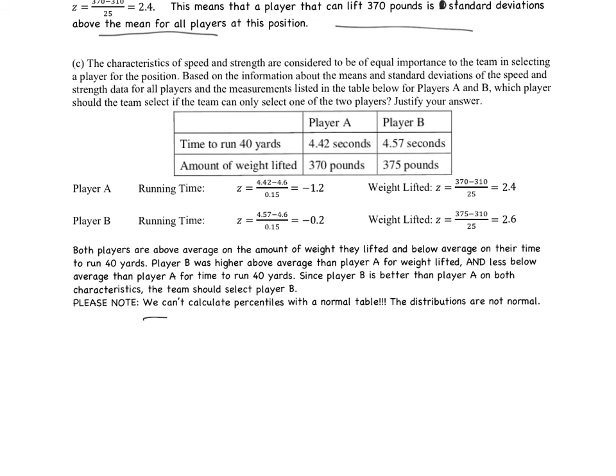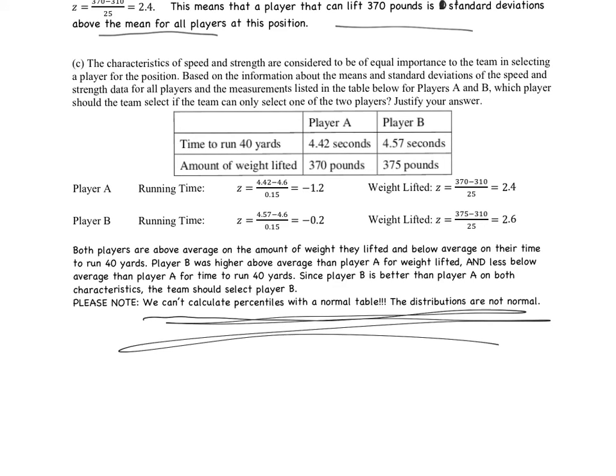Please note, we should not use percentiles in the normal table and go to calculate probabilities here. Because we already know those running times are not approximately normal. That's what we proved in part A. And even if we hadn't done that part A, they definitely didn't tell us they were approximately normal. So we shouldn't just assume that we can go all the way to probability, and we don't need to. We have enough information right here just knowing where they compare to the rest of that group of players.